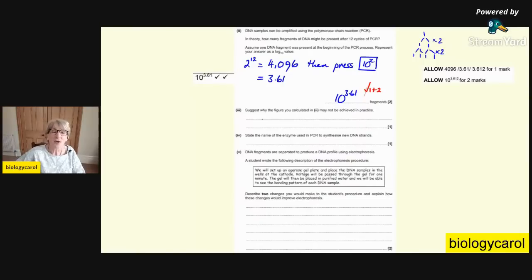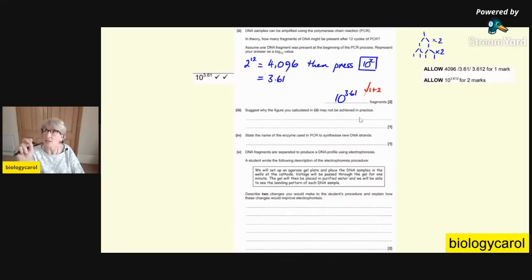Anyway, let's keep going. Suggest why the figure may not be achieved in practice. You are now having to, because I nearly just wrote, oh, because PCR isn't 100% efficient. Well, then I thought, they've just told me that in the question. Why might it not be achieved in practice? I'm simply repeating the question. That is never going to get me a mark at A level.